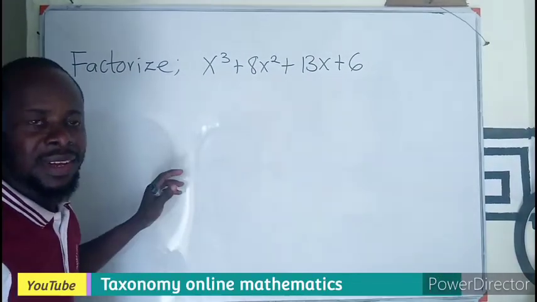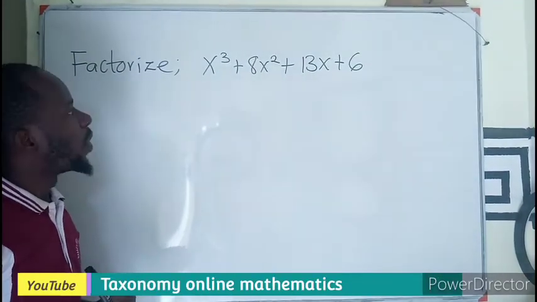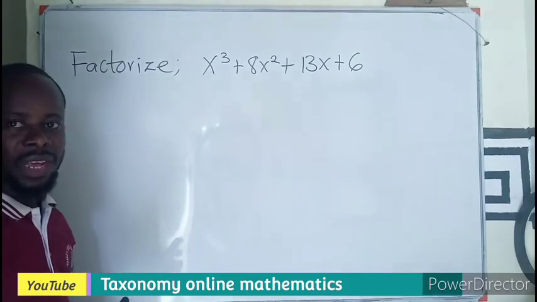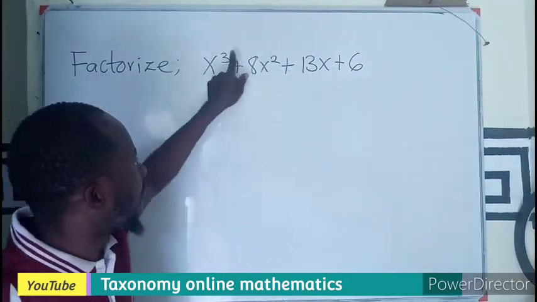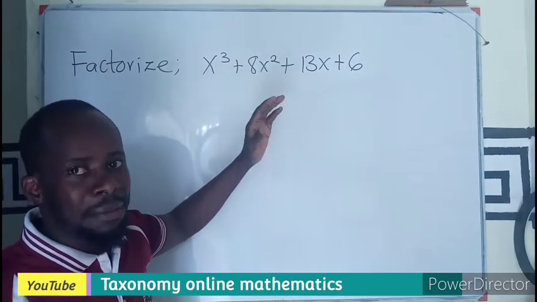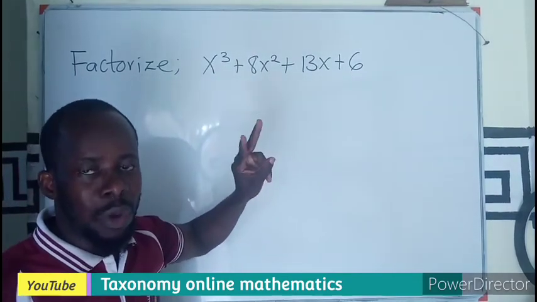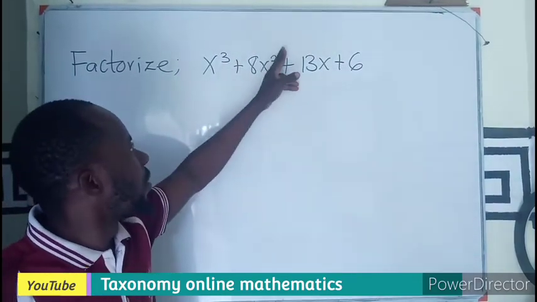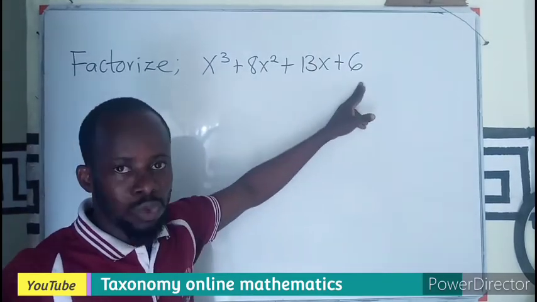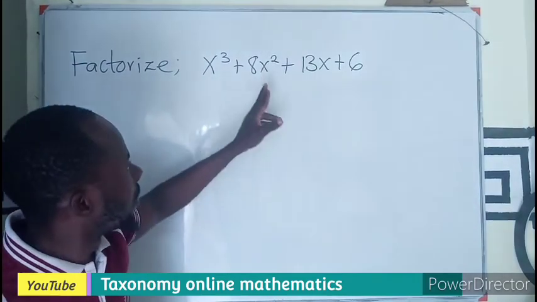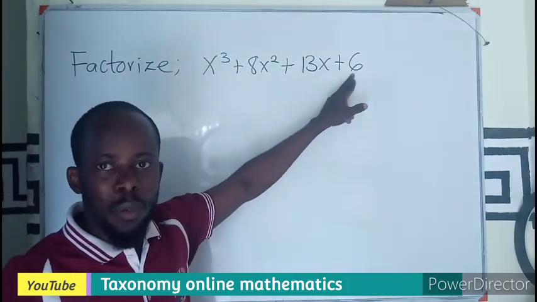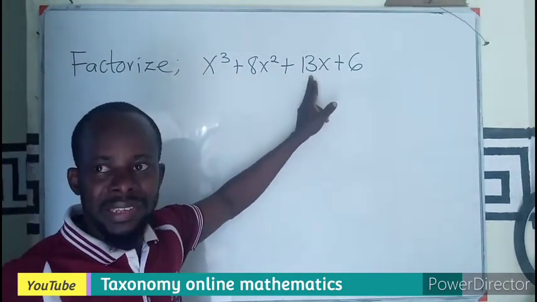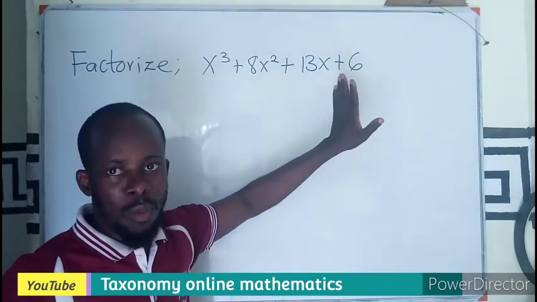Hello, let's solve this question on polynomial factorization. You can see this is a polynomial of degree 3, and in terms of factorization we always try to compare two terms together, the first two and the last two, so we look for common terms. There will be a common term of x squared here, but here there will be no common term because we have 13 and 6, no common term.